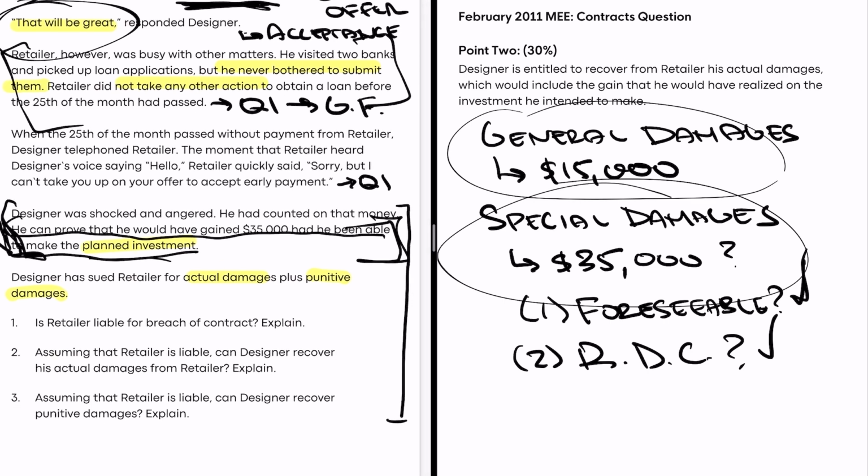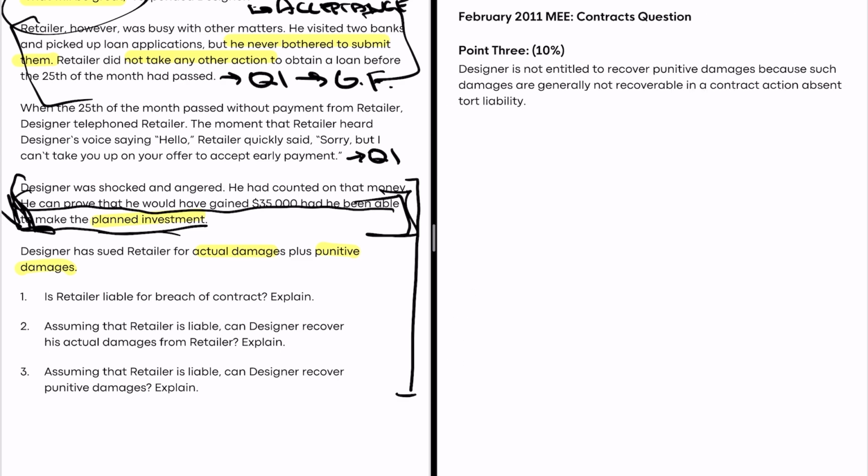Okay, that was point number two, which takes us to point number three, which was about punitive damages. Here, the bar examiners were looking for examinees to conclude that designer is not entitled to recover punitive damages because such damages are generally not recoverable in a contract action absent tort liability. This was a very straightforward analysis. You probably could have summed this up for 10% of the total points here in one or two sentences, right? The idea is that generally in a breach of contract action, a plaintiff is not going to be entitled to punitive damages unless there's some sort of tort liability.